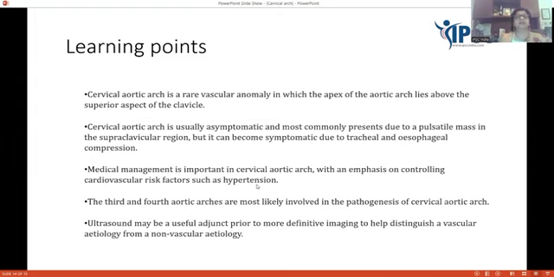of hypertension. The third and the fourth aortic arches are the most likely involved in the pathogenesis of cervical aortic arch. Ultrasound may be a useful adjunct prior to more definitive imaging to help distinguish a vascular etiology from a non-vascular etiology.